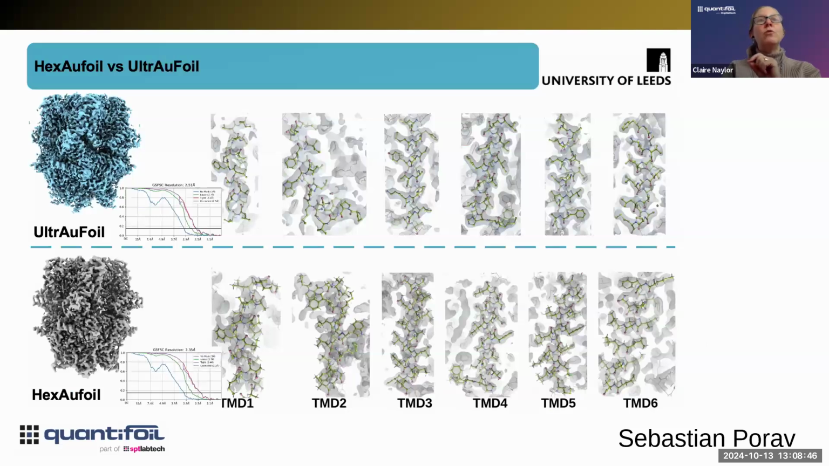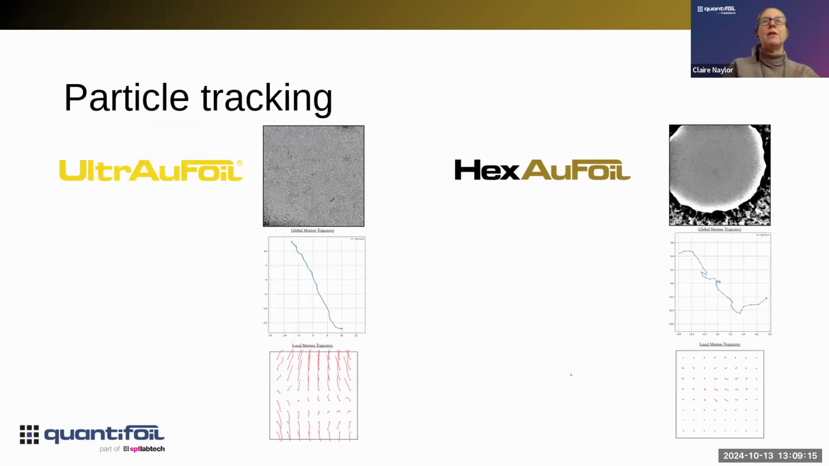And what that pays forward into is that with HexAuFoil, you get a little bit of extra resolution. This is 2.57 to 2.35, but the maps are less noisy. So you will see more features because you've got less background noise. So even though some of the sub-angstrom motion stuff isn't very relevant at mid resolutions, this lower noise is going to make a big difference to your life, and the consistency makes processing and things much easier.